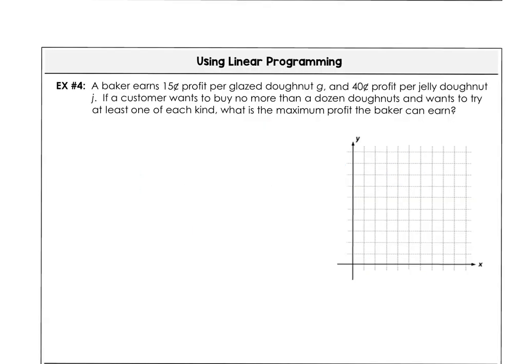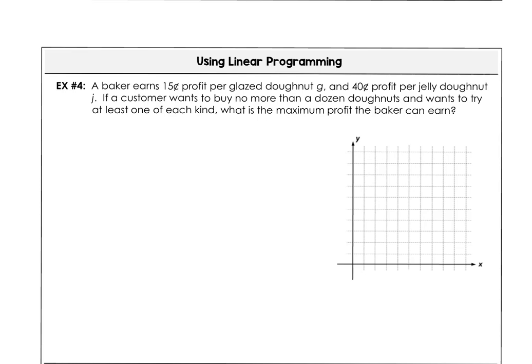Now we want to use linear programming in a more practical application. A baker earns 15-cent profit per glazed donut, G, and 40-cent profit per jelly donut, J. Do you see that's going to be our objective quantity right there? If a customer wants to buy no more than a dozen donuts and wants to try at least one of each kind, what's the maximum profit the baker can earn?